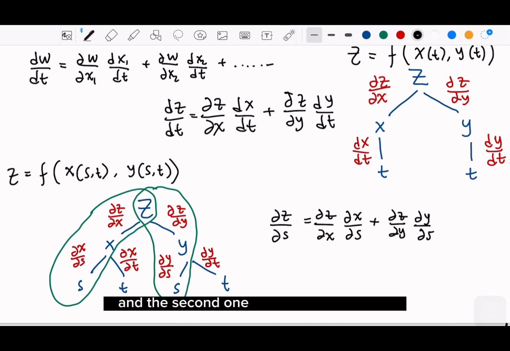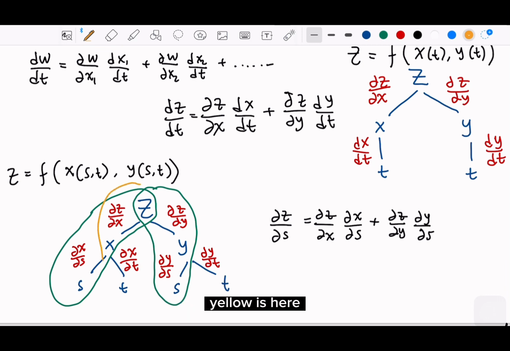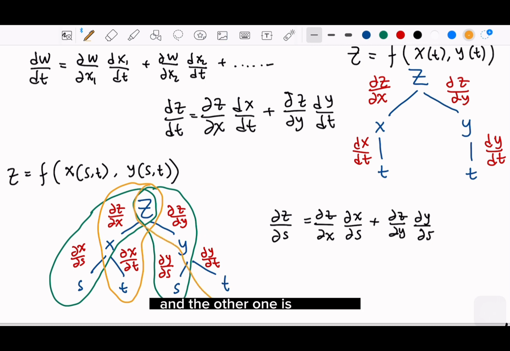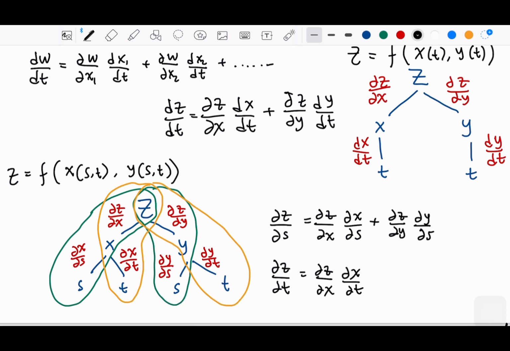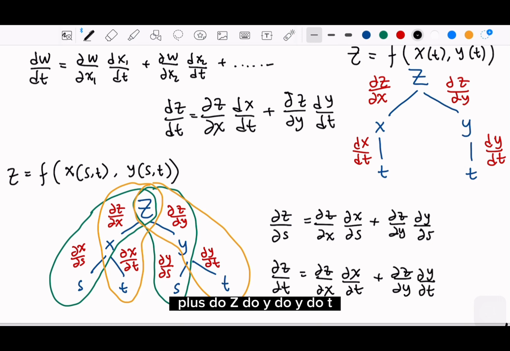And the second one, let me write in yellow. Yellow is here. Yeah, I hope it's not too messy. And the other one is that one. Okay. So dou z dou t equals dou z dou x dou x dou t, plus dou z dou y dou y dou t.